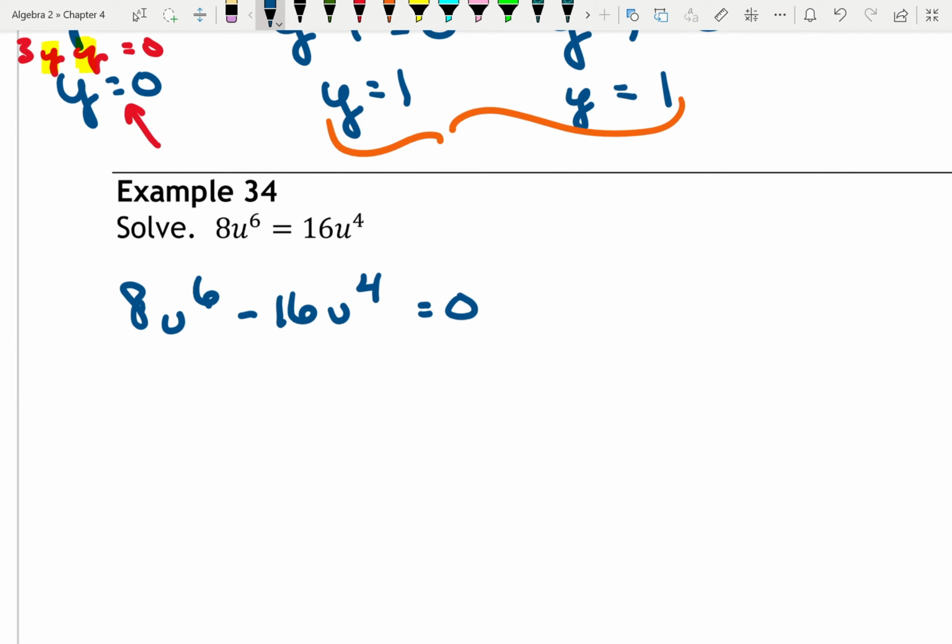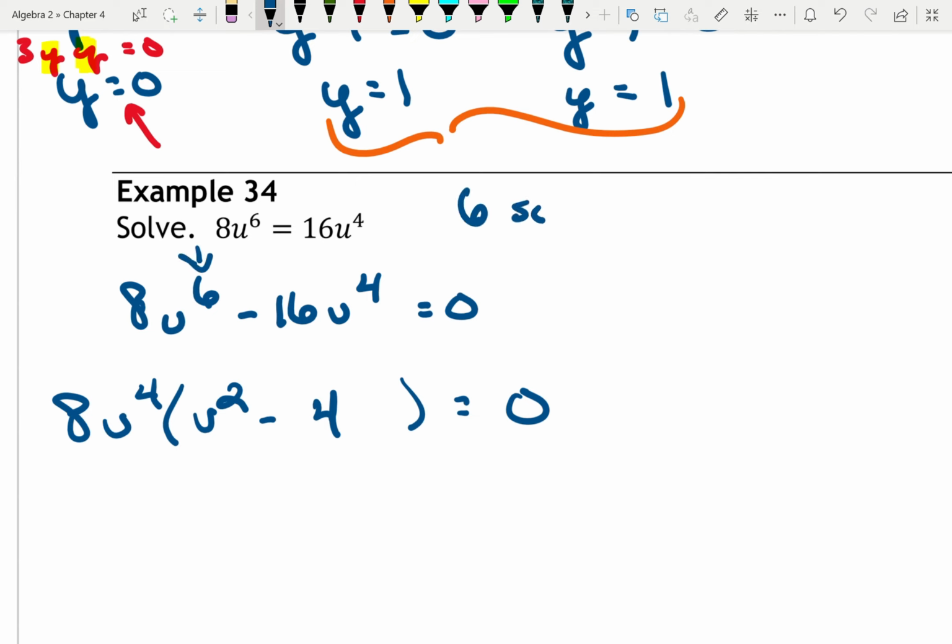Now, both of them have an 8. I could pull an 8 out of both, and I could pull out a u to the 4th. And then I'm going to have u squared minus 4, and that's equal to 0. Now, I didn't write it in the beginning, but this is a degree 6 equation, so there should be 6 solutions. And then I'm looking at my break apart here.